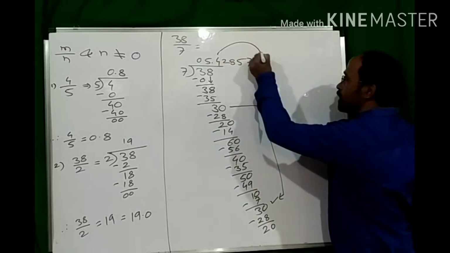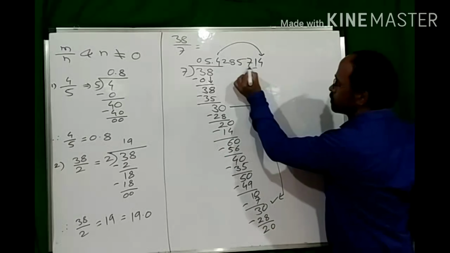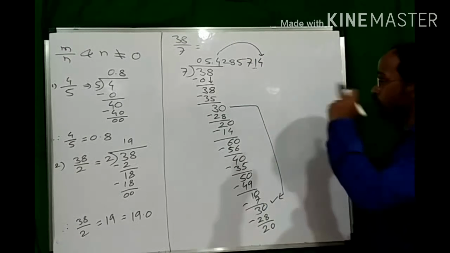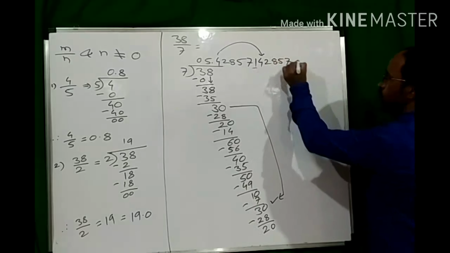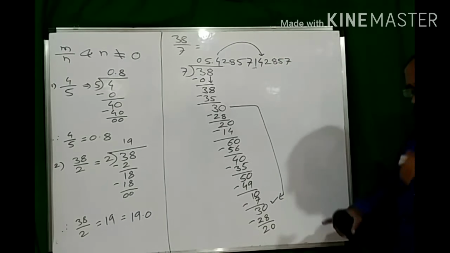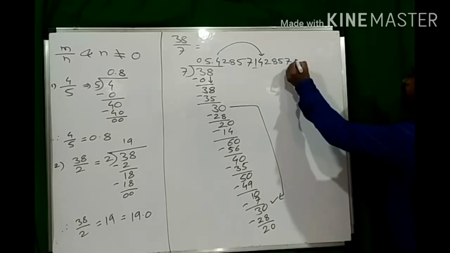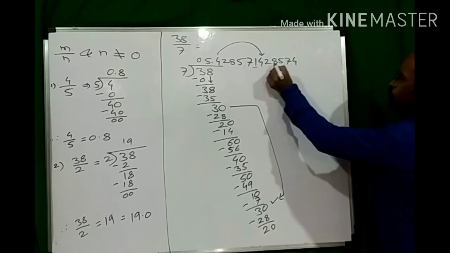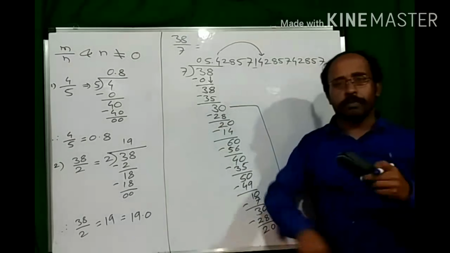This 4 is repeated. So naturally after this 4, whatever these numbers 2, 8, 5, 7, 1, they are going to repeat. So our division will be 2, 8, 5, 7. After this 7, 7 sevens are 49. 1 will be remainder. After subtracting 7, 3 will be remainder. So once again 4 will repeat.